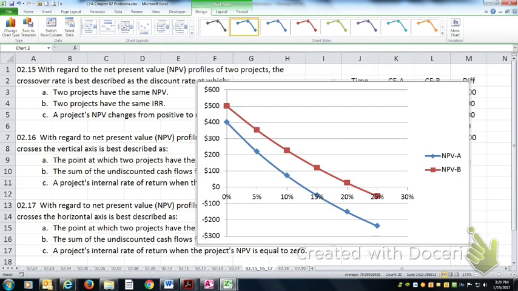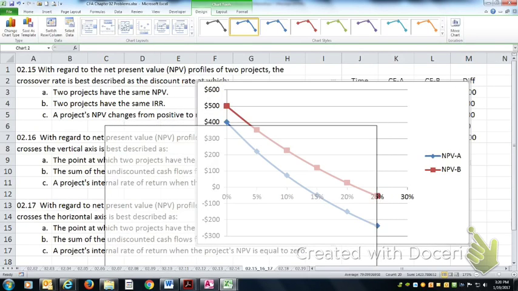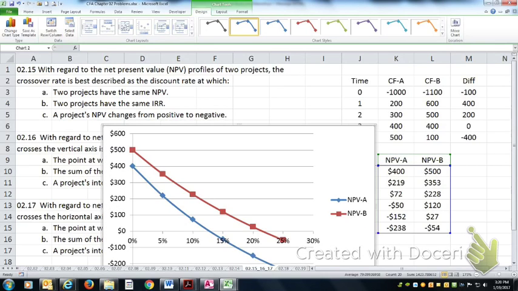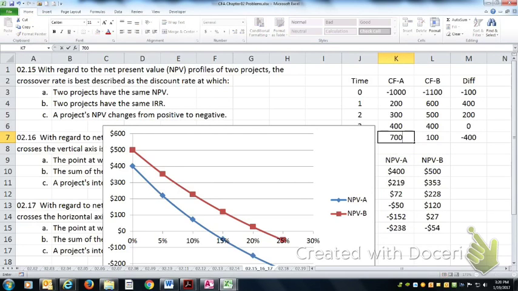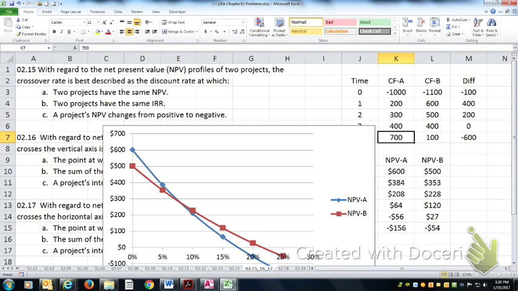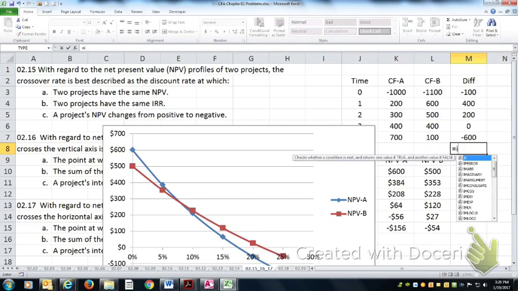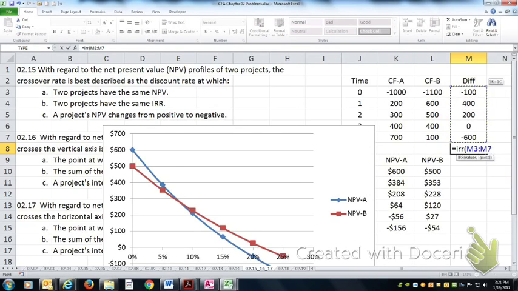with regard to the profile of two projects, the crossover rate is the rate, best described, the discount rate at which two projects have the same NPV. And we don't have a crossover here, so let me cheat a little and make this a little higher. See what happens there. There, now we got a crossover. A crossover is where this line intersects this line. Okay, and if I take the IRR or the difference here, that'll tell me what the crossover rate is.